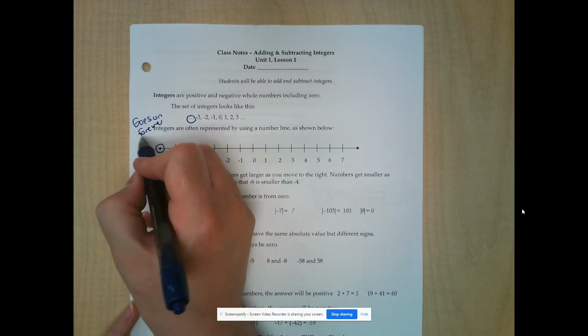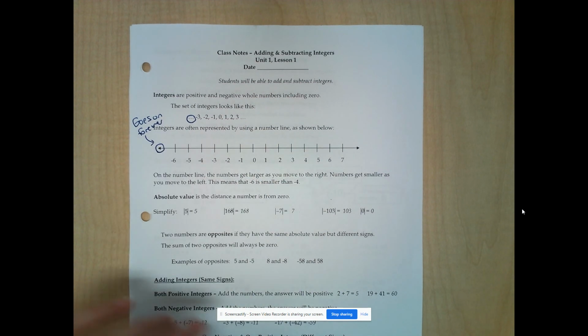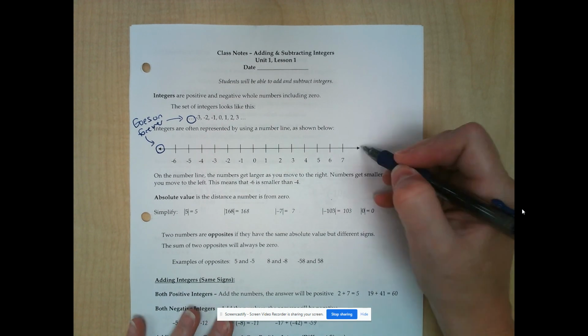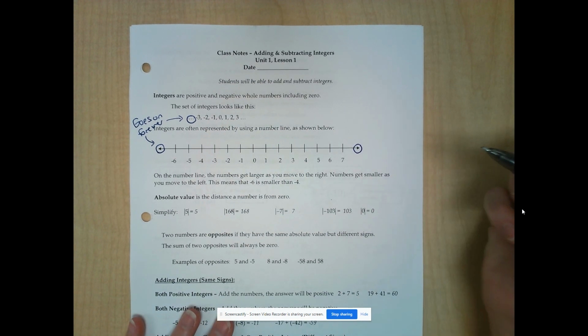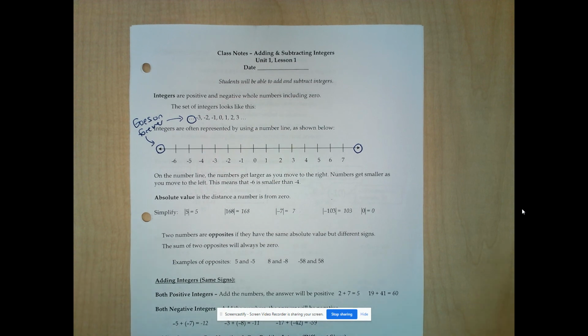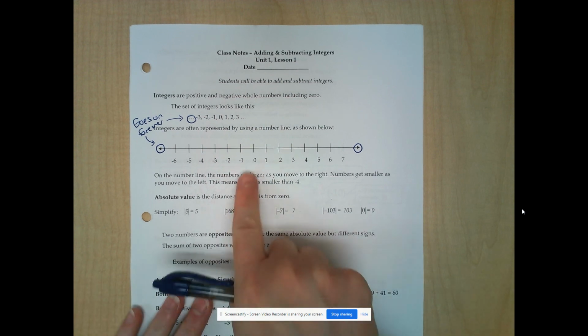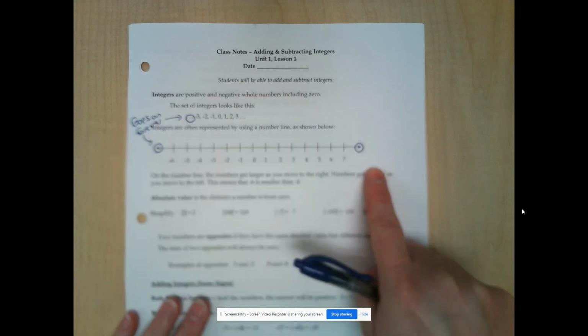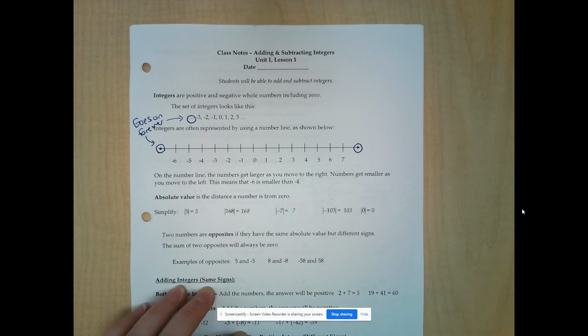So integers are often represented by using a number line as shown below. We can't write them all, so we use the arrowheads to show that it would go on forever. There's also an arrowhead on this side as well for the same reason. On the number line, the numbers get larger as you move to the right, hence smaller as you move to the left. So you'll notice that all the negative numbers are to the left of 0, and all the positive numbers are to the right of 0, getting bigger.